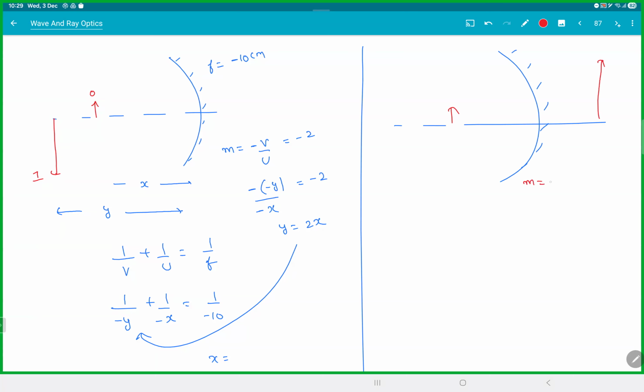So in this case, magnification is +2 and minus v by u. This is x and this is y. Now if you take this as u and v, again you'll mess up the signs. So now when you write the formula 1 by v plus 1 by u is 1 by f, here v will be plus y, u will be minus x and f will be minus 10. And this magnification will be minus v by u, which is 2, v is y and u is minus x.